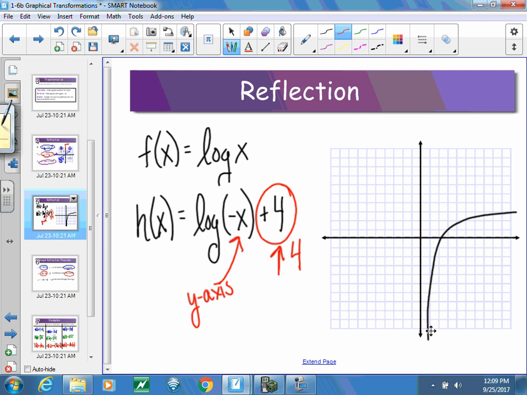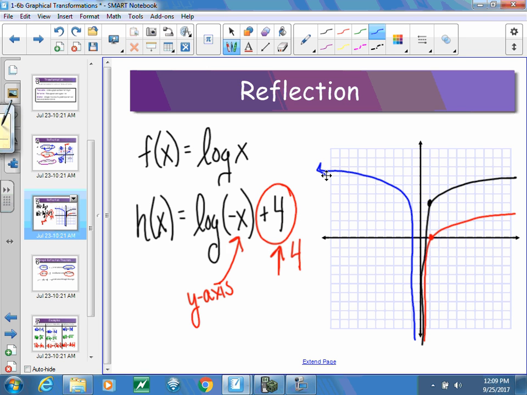So if I move it up 4 units, I should have actually had this point going through better. Okay, so then I'd want to move this up 4 units: 1, 2, 3, 4. So if I think about what that graph would be like going up 4 units, and then I reflect it over the y-axis, I would end up with a graph that looks like this.